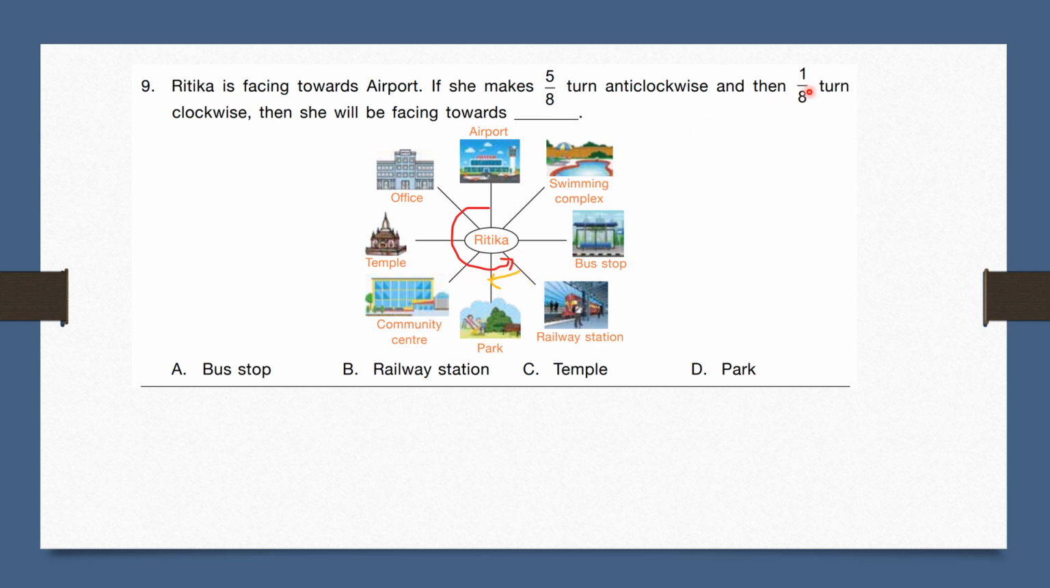But then again she will take 1 by 8 turn clockwise. Clockwise is this direction. So she will move again 1 by 8 part. So one part she will move towards park. Then she will be facing the park. So our answer is option D, park.